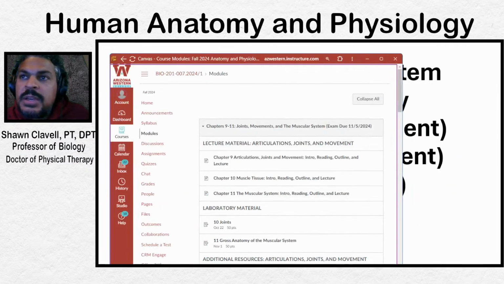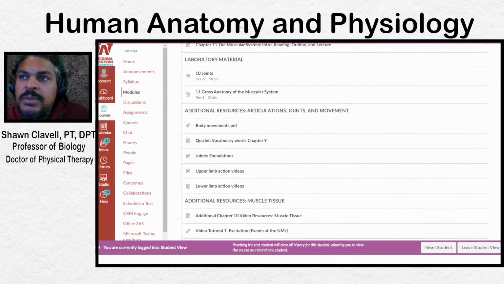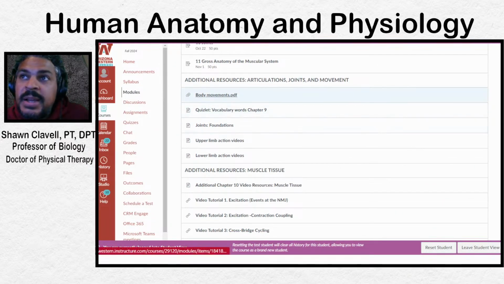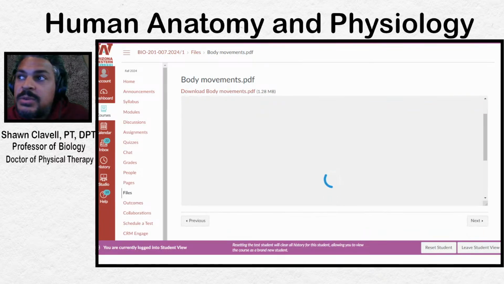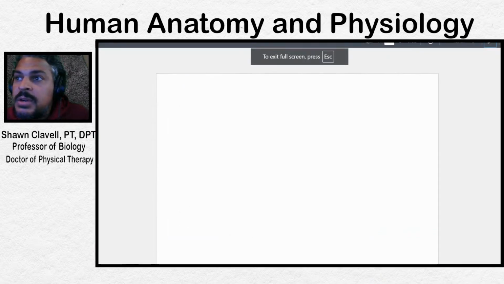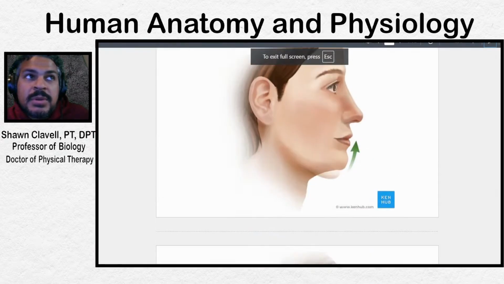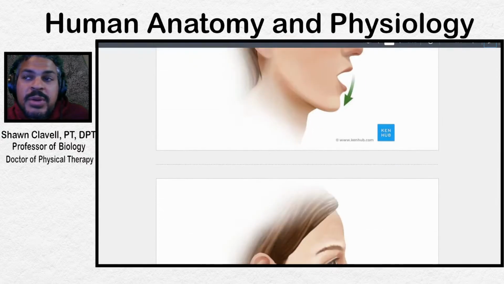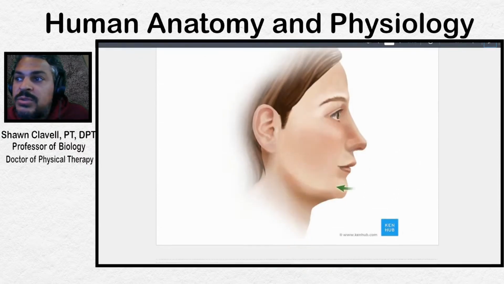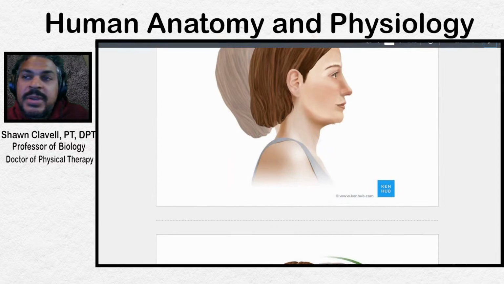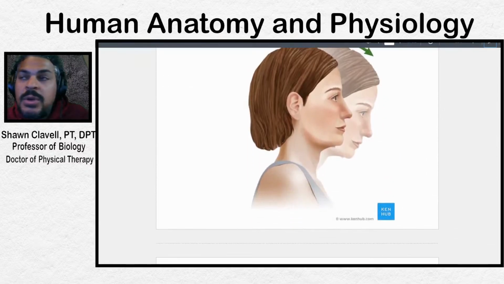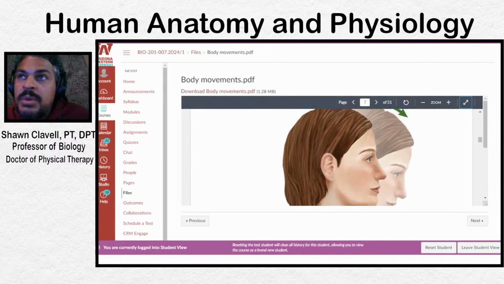So again, if you take a look at your Canvas, what you'll see is that we've got body movements. Body movements is a PDF that has all of the body movements that you'll see in the practical. You can see mandibular elevation, mandibular depression, protraction, retraction of the mandible, head or neck extension or hyperextension, head or neck flexion. These are all associated movements, and there's 51 of them, but all of these will be added into your practical. So knowing the muscle movements is a big one.